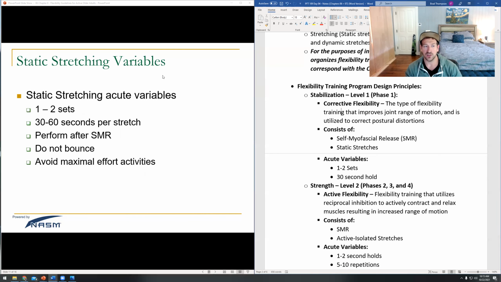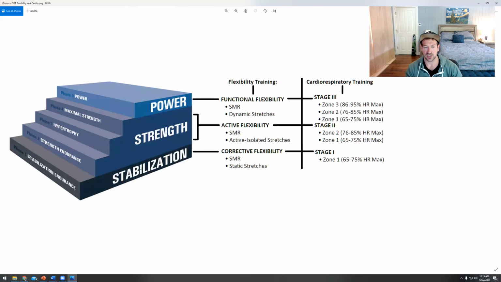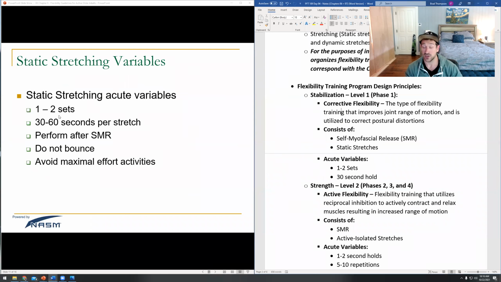So now if we look at clients who are in the stabilization level, we apply the corrective flexibility tool bag. The two tools in that bag are foam rolling, or SMR, tiger tails, Thera Canes, whatever, and static stretches. Both of these use autogenic inhibition as a principle. It applies pressure to the Golgi tendon organ, which tells the muscle spindle to relax, and then the muscle relaxes to full extended length. So we are going to do that for 1 to 2 sets as well, 30 to 60 seconds per stretch. We're always going to perform it after our foam rolling.